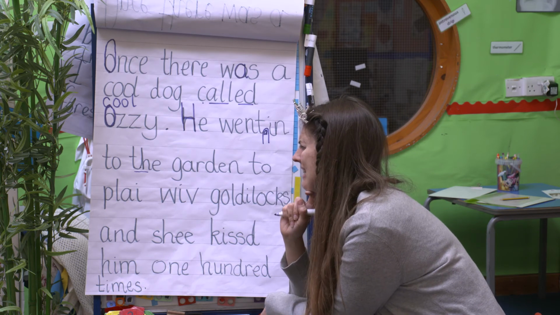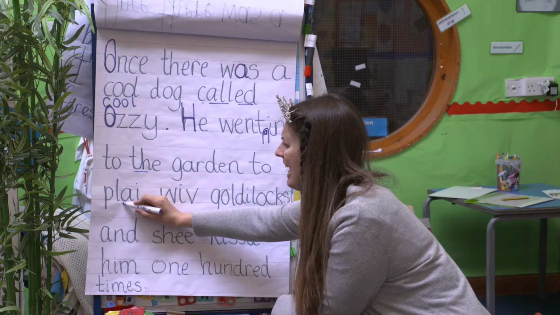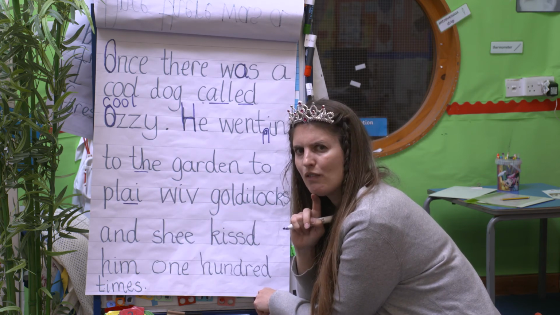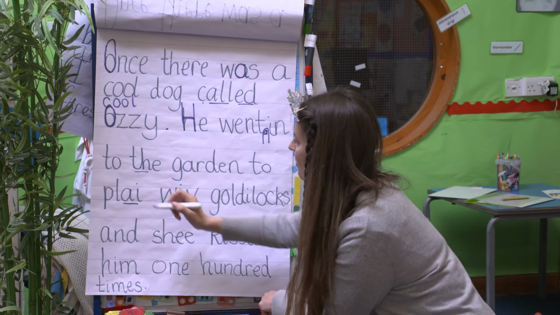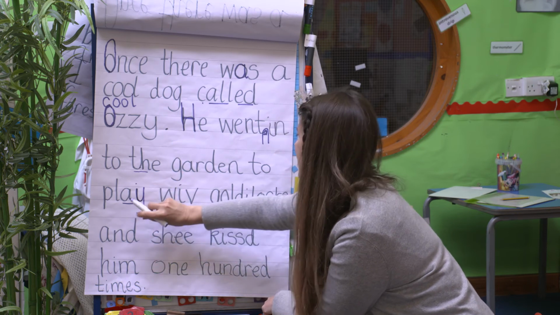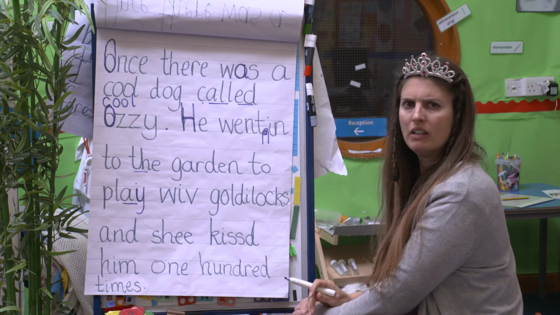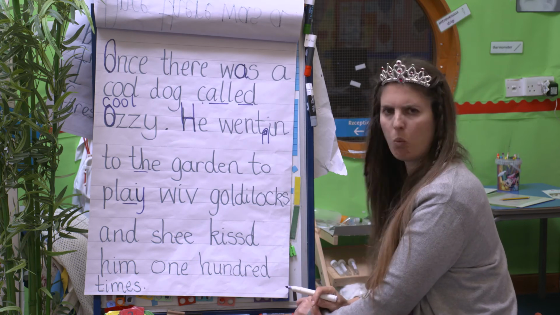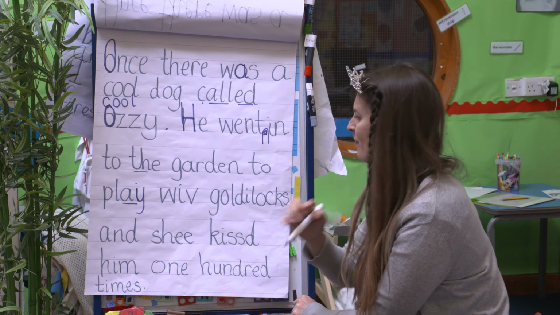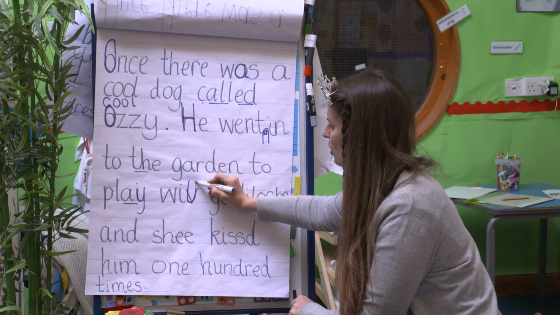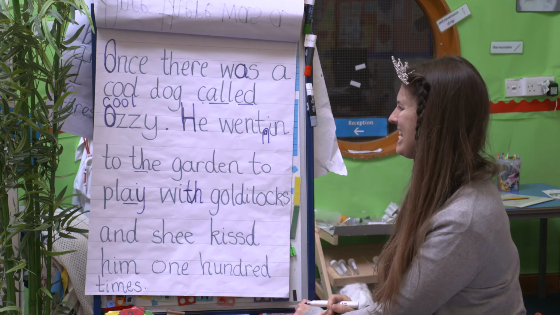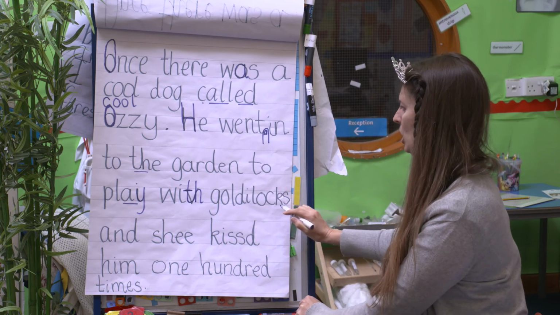Something wrong with that play, isn't it? He has used an A digraph, but what's our best bet for the ends of words? Can you remember? That's right, it's the AY, isn't it? Not the AI one. So he went into the garden to play with. With? We don't say with, do we? We say with. Where's my tongue when I say with? That's right. It's a T and an H, Ozzy. Let's join them because that's one of our joins. Let's change that for you. There you go. He went into the garden to play with Goldilocks.